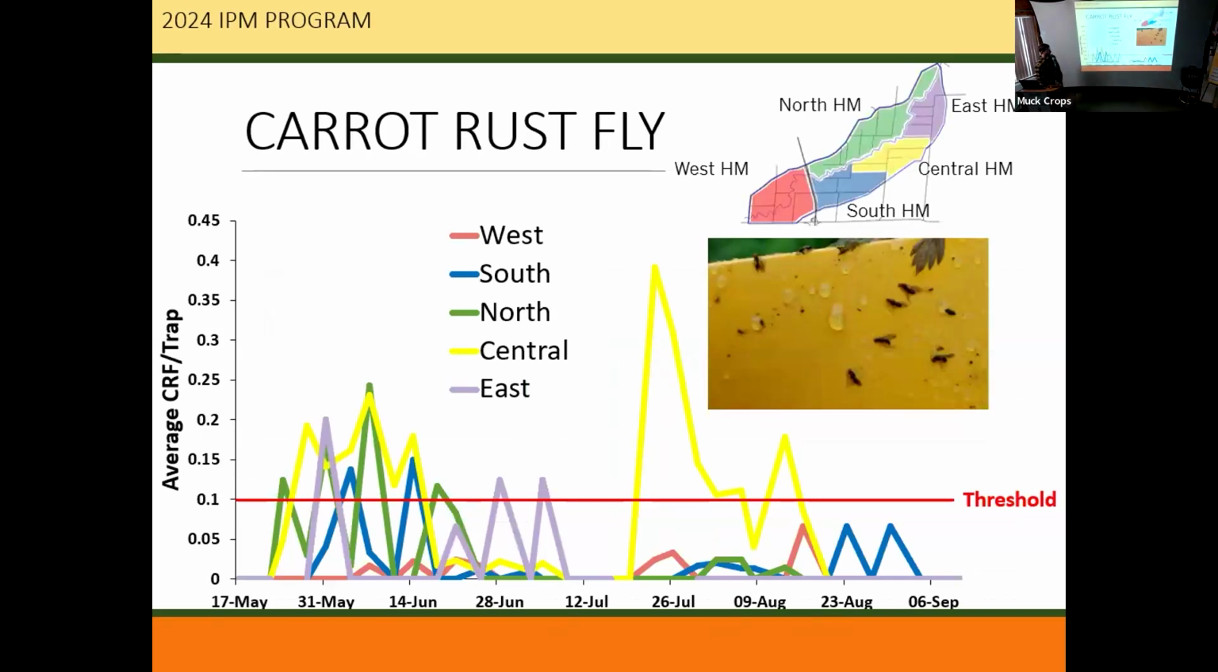In terms of carrot rust fly, they were a bit more of an issue this past year. The population was decently high at the beginning of the season. This first generation, though, really can't cause significant damage. It's more this second generation that you're seeing pop up over here that can cause quite a bit of damage. And most of the highest populations were found in the central area of the marsh last year.